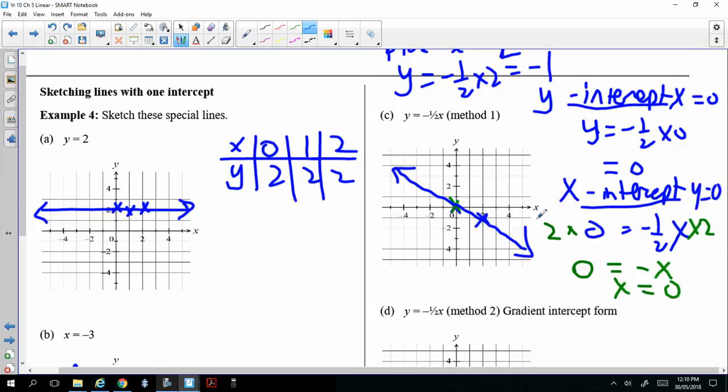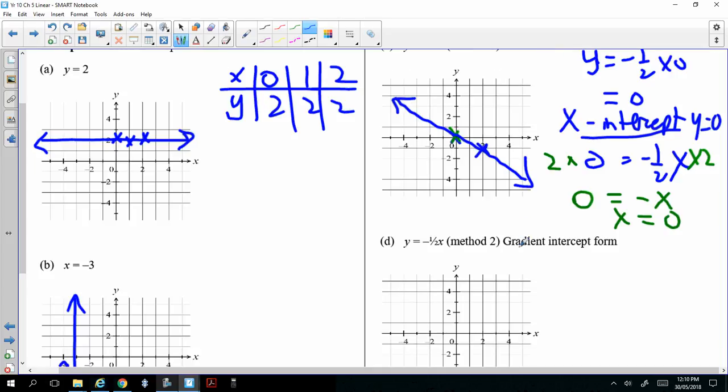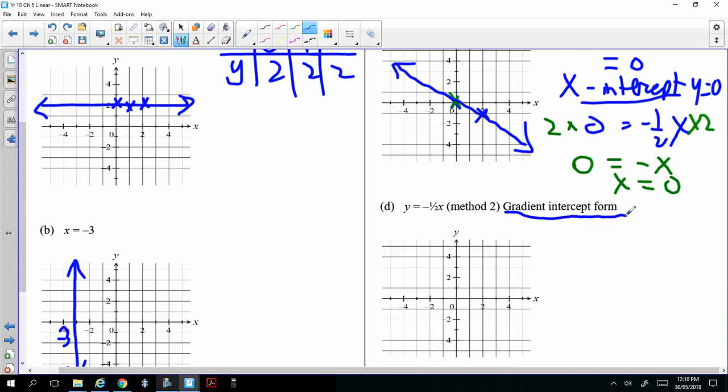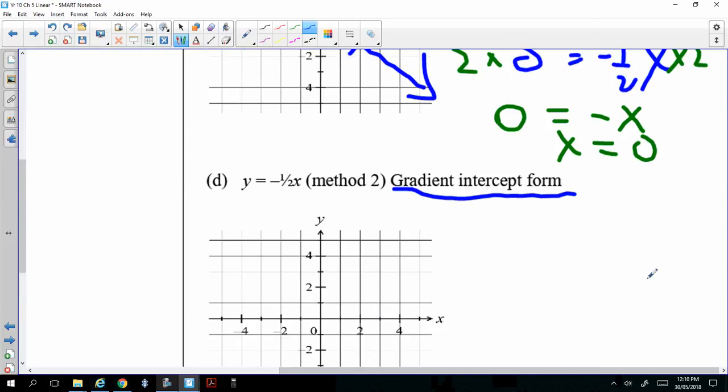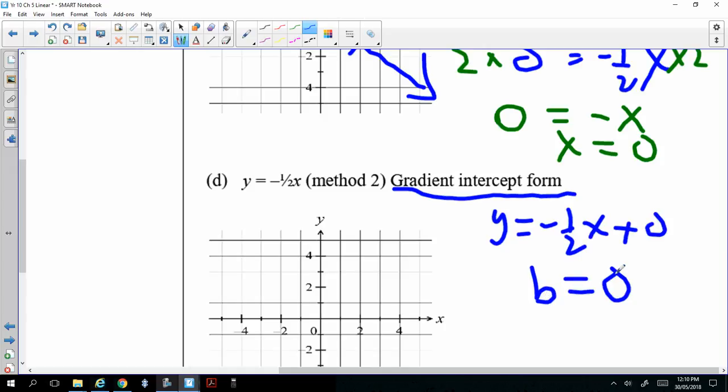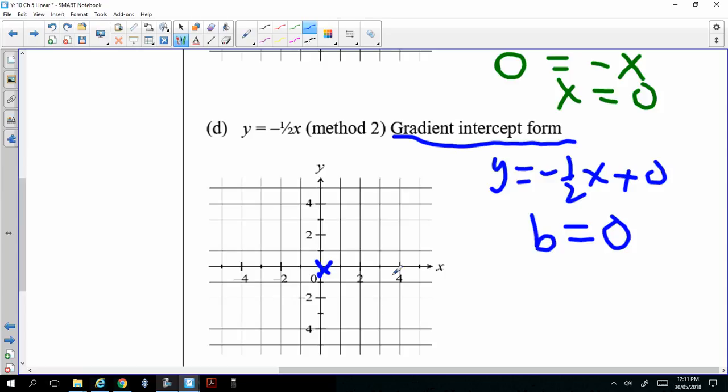Now, this is where the gradient intercept form is better because you can see what the y-intercept is and you can see what the gradient is. So for this case, negative half x plus 0, the y-intercept is 0, which starts from the origin, and the gradient is negative half, which means it's going to be 1 over 2, so you go 2 across, 1 down because the gradient is negative. Do that again, 2 across, 1 down, you get another point. Once you get 3 points, you draw the line connecting these 3 points, you get the graph.